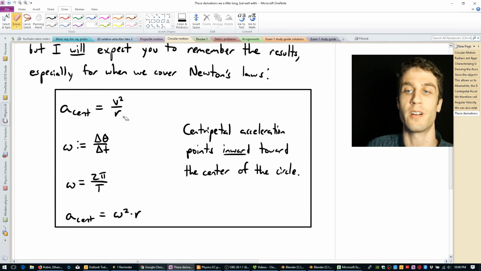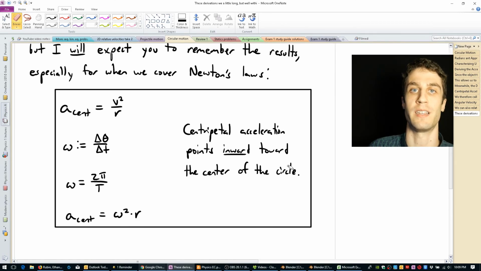A equals v squared over r. That's how you'll usually remember it. But omega is defined to be delta theta divided by delta t. We can calculate, if omega is a constant angular velocity, omega equals 2 pi divided by T. And a centripetal, or a, is equal to omega squared times r. And then finally, I'll say this for like the 8th time, centripetal acceleration points inward towards the center of the circle. If you followed this derivation, you must accept that the acceleration points inward, never outward.